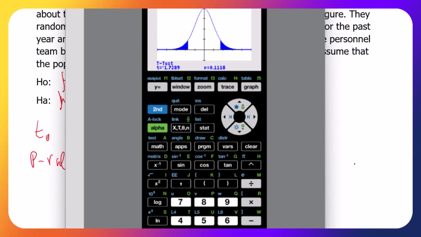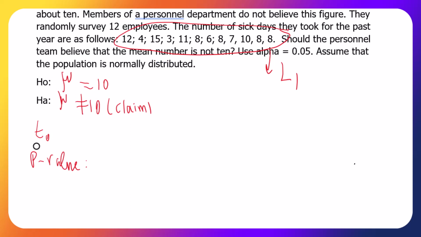You see the p-value on both sides because they call it a two-tailed test. Not equal means two-tailed test. So t is negative 1.729 and the p-value is 0.1118. So let's write them down. And p-value 0.1118. Let's compare it with alpha. This is bigger than alpha.